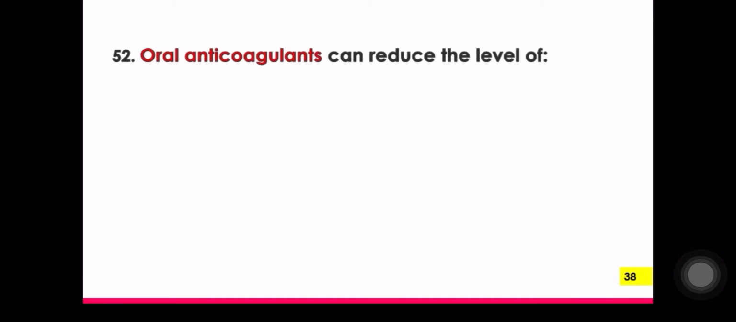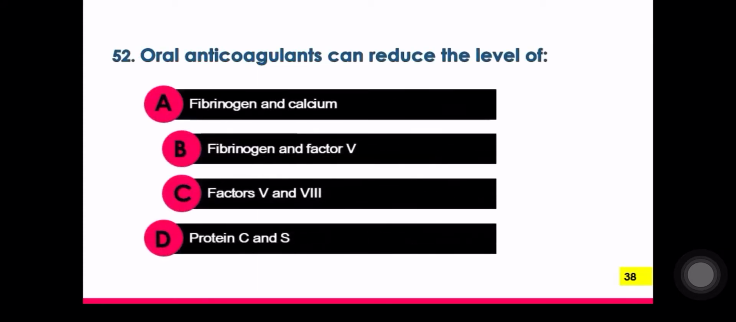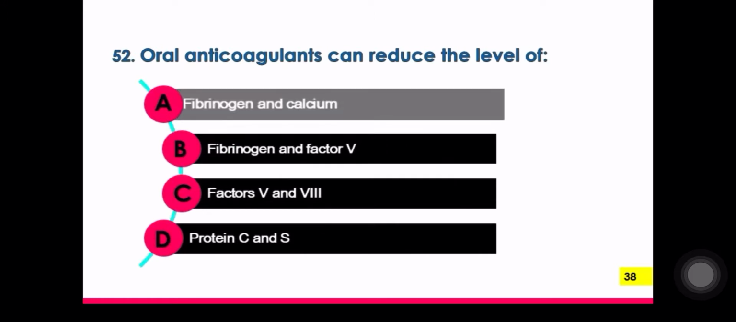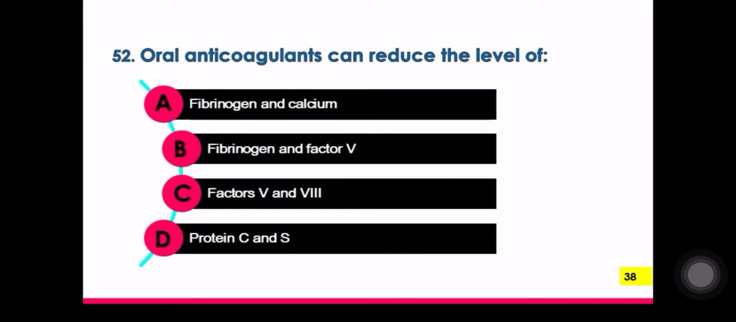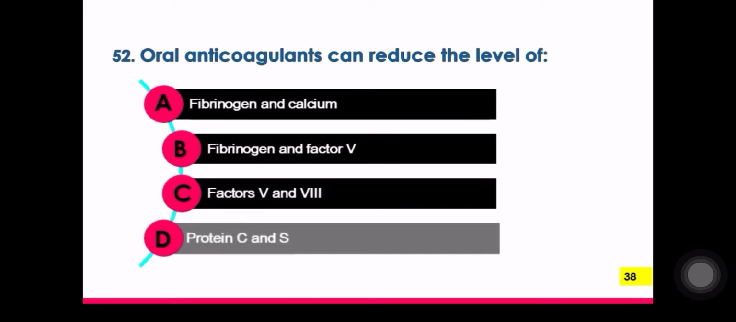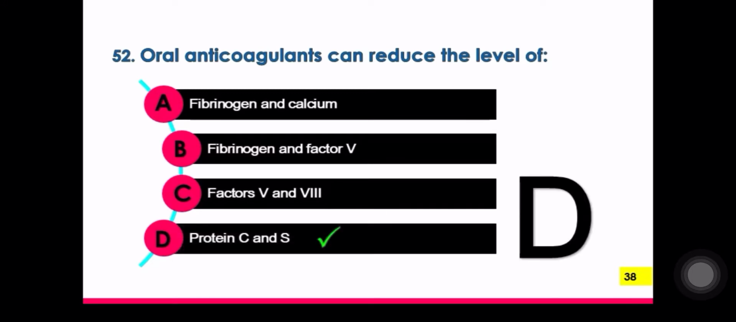Number 52, oral anticoagulants can reduce the level of, is it letter A, fibrinogen and calcium? Letter B, fibrinogen and factor 5? Letter C, factors 5 and 8? Or letter D, protein C and S? Again, oral anticoagulants can reduce the levels of... Correct answer po is letter D, protein C and S.